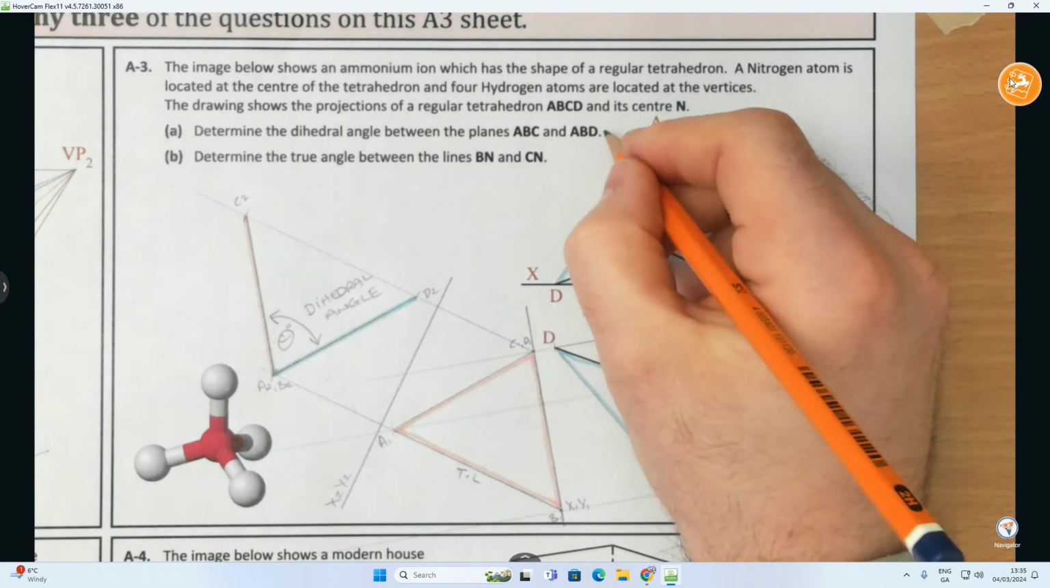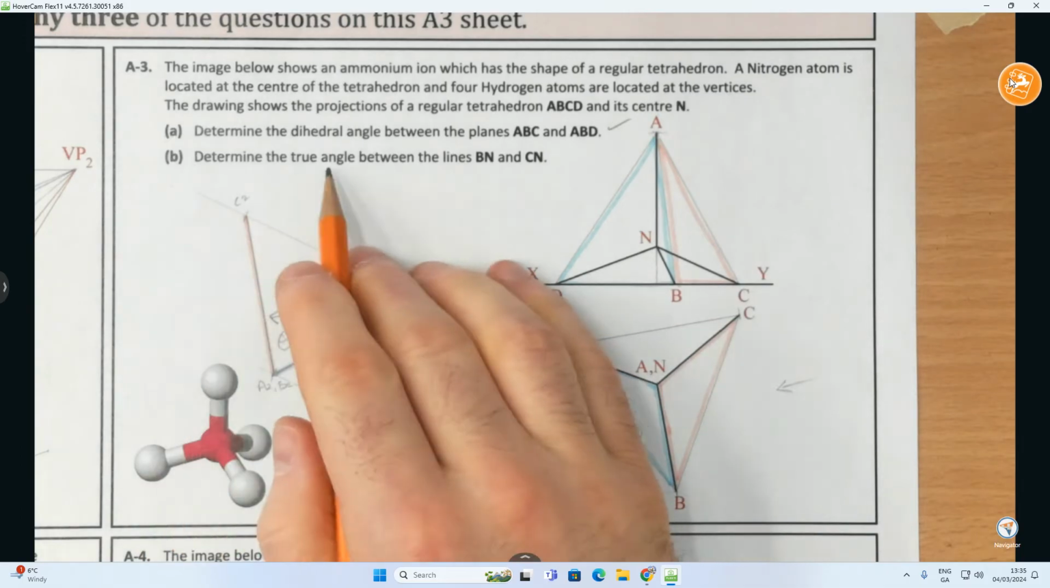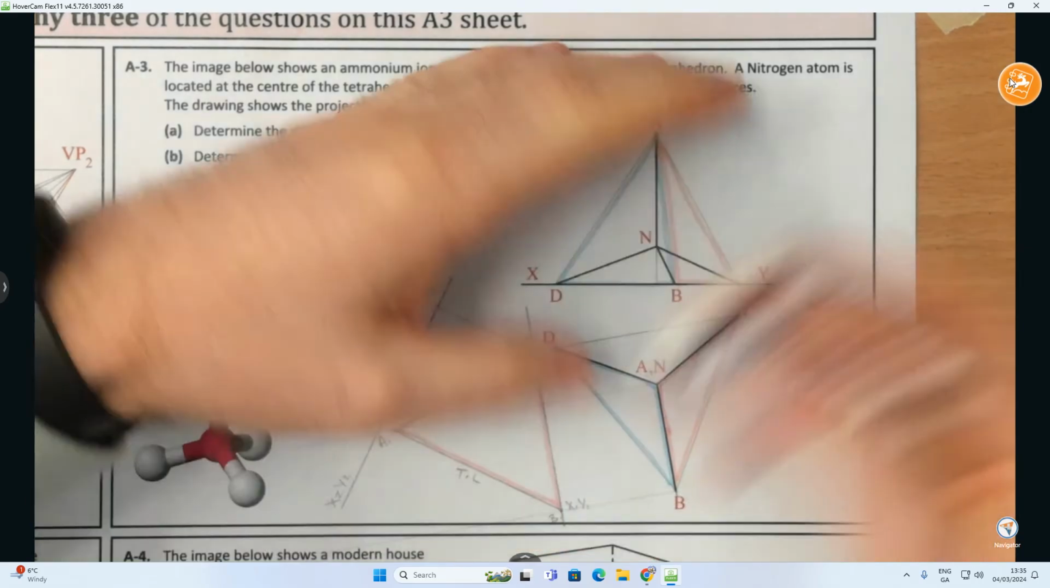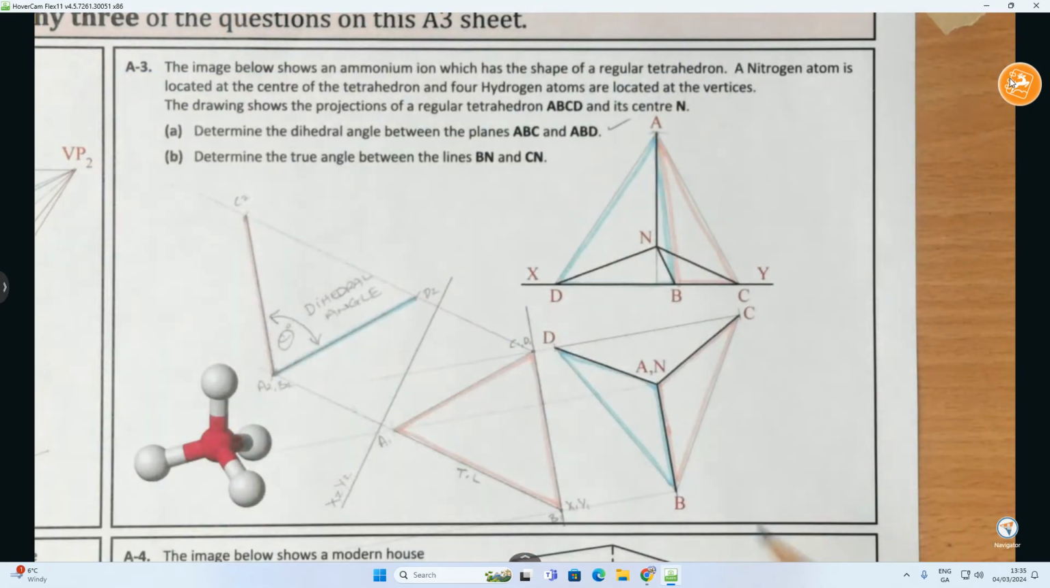Okay, part A done. Part B, determine the true angle between the lines BN and CN. Okay, just got to rub out this little arrow I had here. Bear with me. Okay, because I think we might be drawn in here in a second.